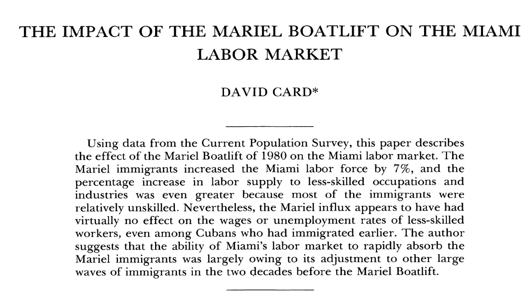In 1990, the economist David Card looked at the bottom quartile of workers in Miami and concluded that the Mariel Boat Lift had had virtually no effect on the wages of low-skilled non-Cubans. He also found no evidence of increased unemployment. His article was highly influential.